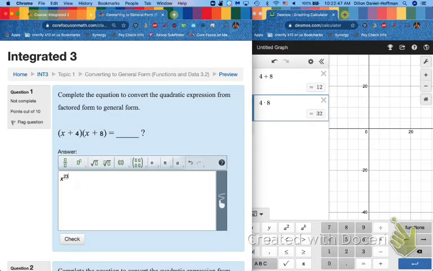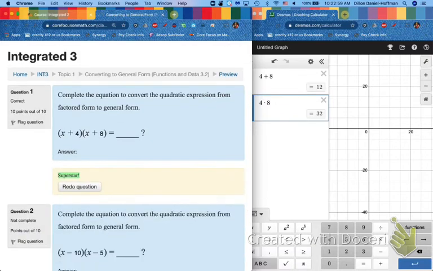X squared, and then we have plus 12x plus 32. And now it's going to work, right? Hopefully, please. Superstar. Okay.